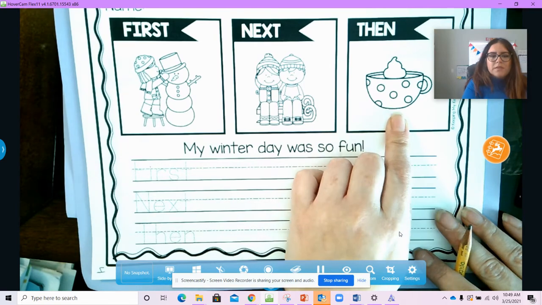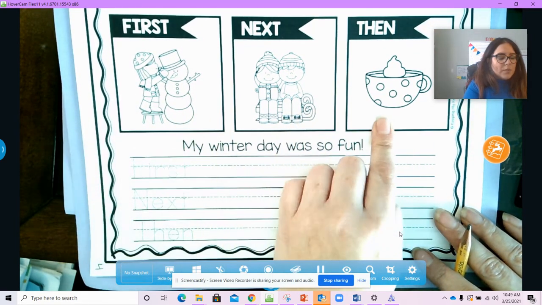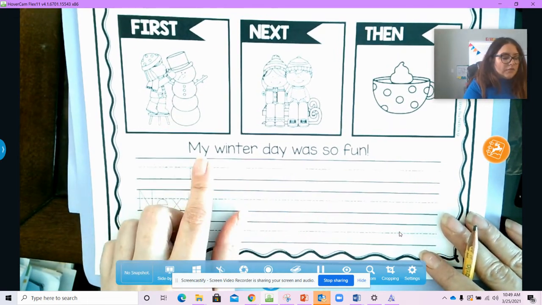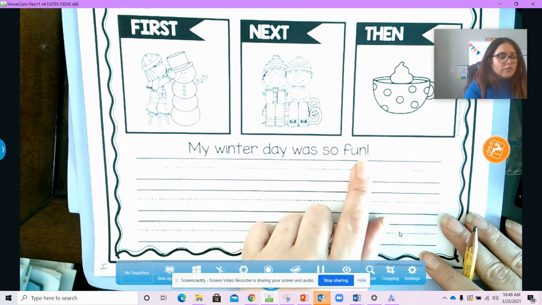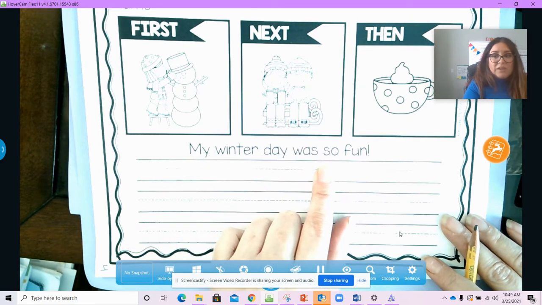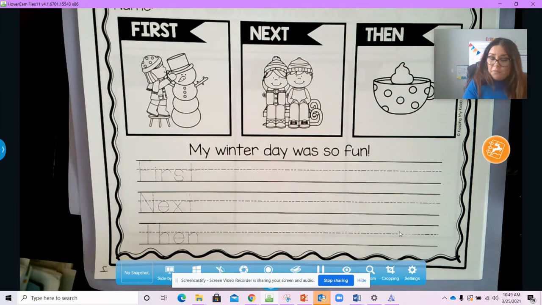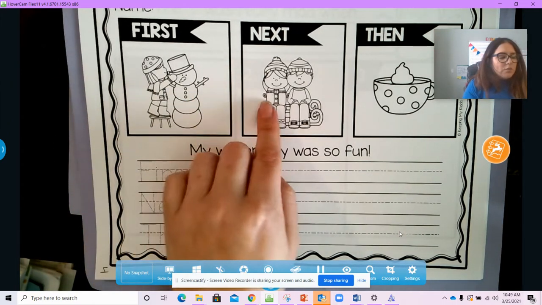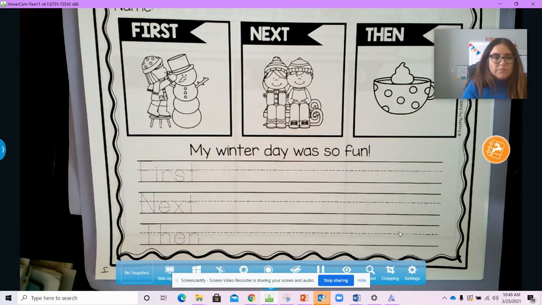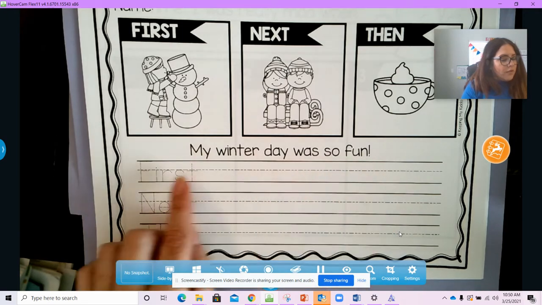These are make-believe stories. So in this story, there are 3 things that happened. Okay? In the beginning, it tells us what happened in our story. It says, "My winter day was so fun." So we know that this story is going to be about a fun winter day. And then we need to figure out, well, what happened on this fun winter day? And that's when we have our details for our story. We have 3 details for our story. So we had a 1, my winter day was so fun.